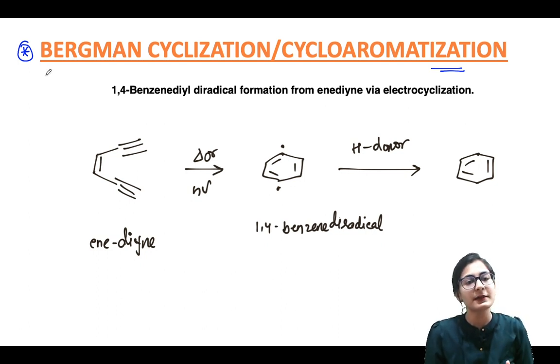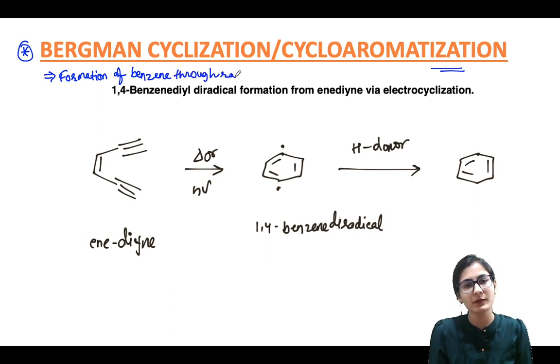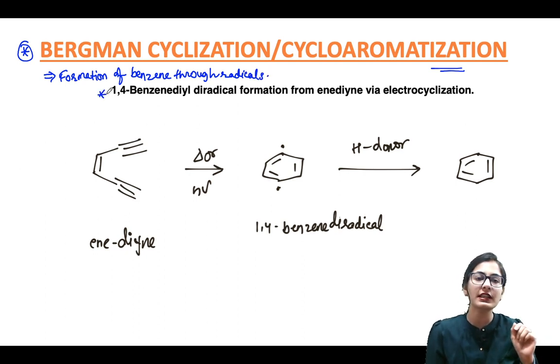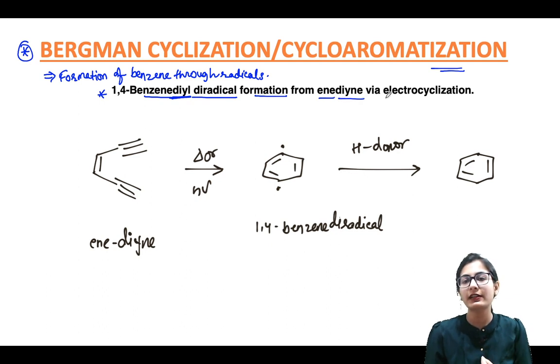So this reaction is basically formation of benzene through radicals. I can just simply put it like this: formation of benzene through radicals. Let's see how that happens. The first thing that we are going to see is 1,4-benzene diradical formation from an ene-diyne via electrocyclization. So this is the whole sum-up of this process.